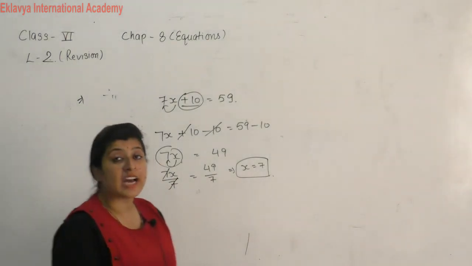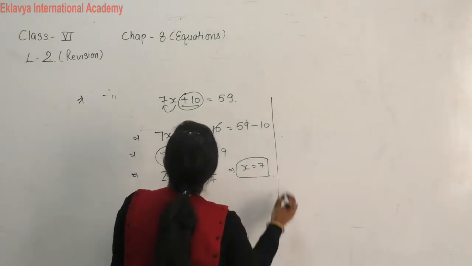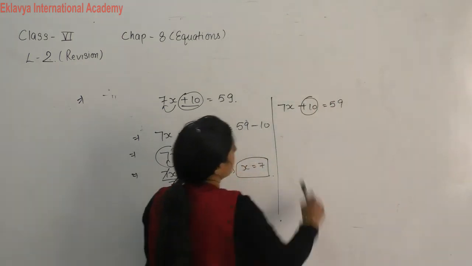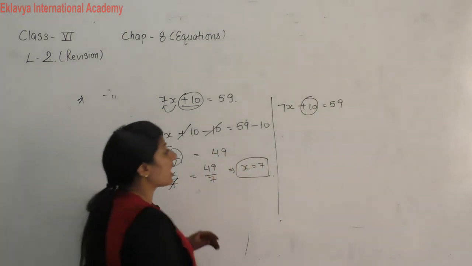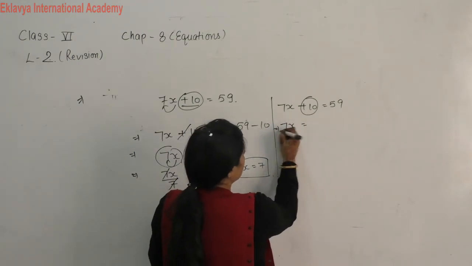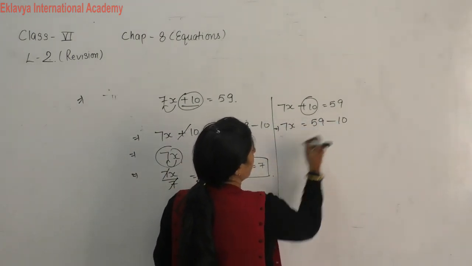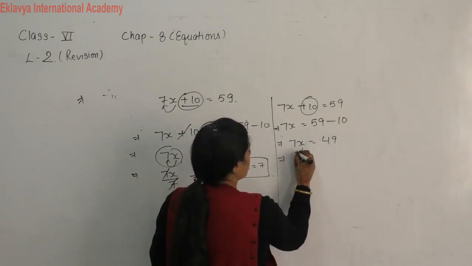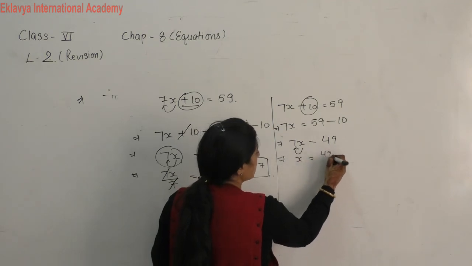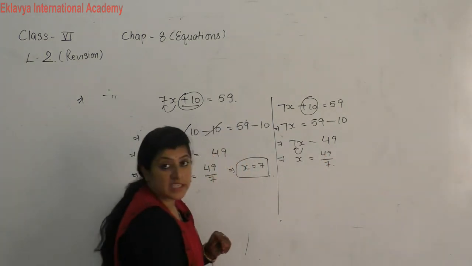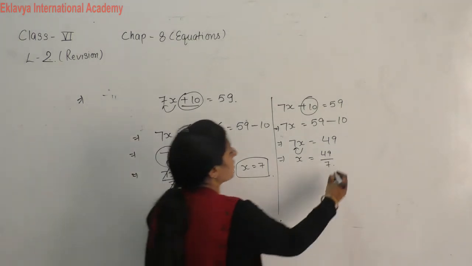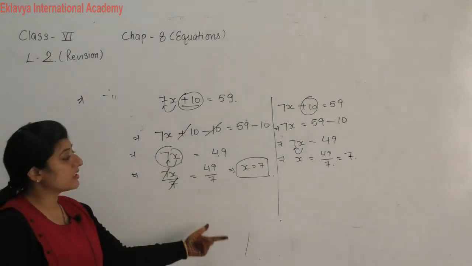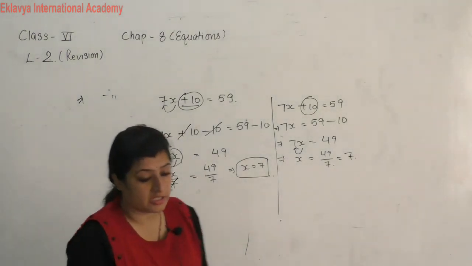Now use the transposition method. In the transposition method, in addition we have this plus 10, we will transpose it, then this will change into minus 10, and 7x becomes 49. Now this one is in multiplication; when we change the side of this value, it will come in division, then after solving you will get 7. So this way we can solve these equations.